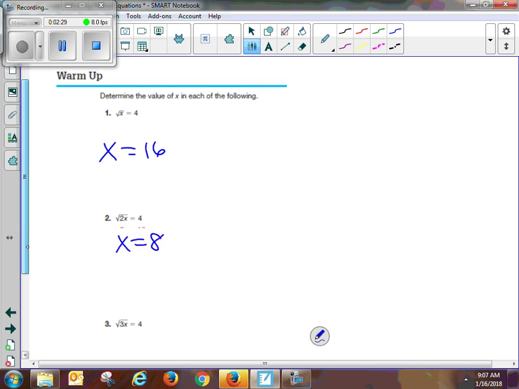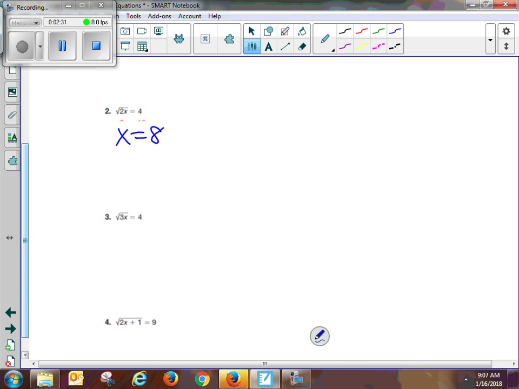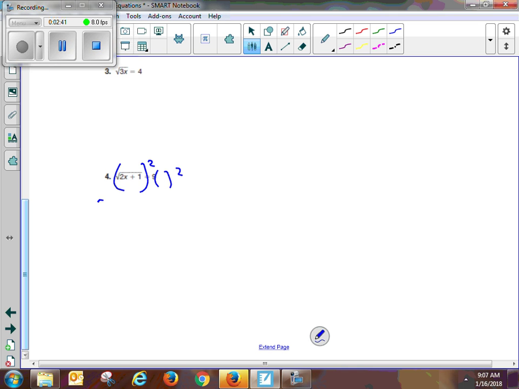I'm going to skip. Tell me about number 4, please. Still square both sides. The whole thing, and that's around the 9, pretend. What would you do next? It's a nice linear equation. Add 1, minus 1. Perfect. Okay.